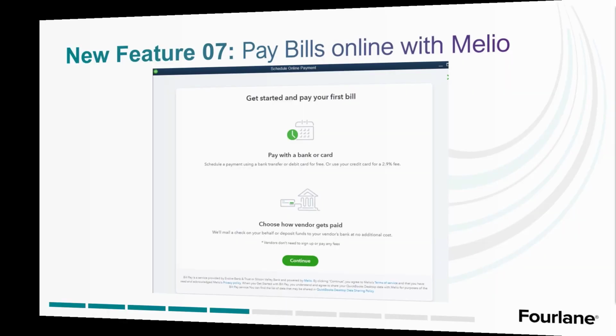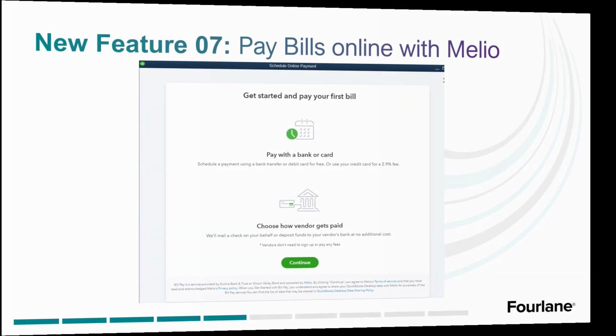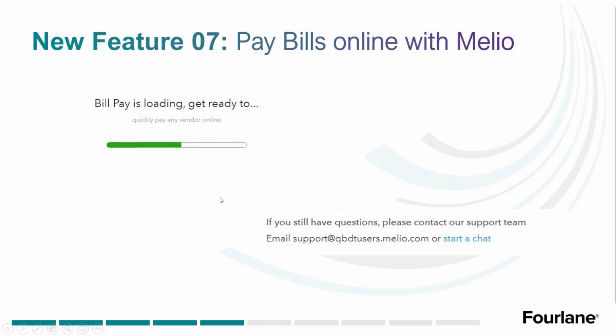Now we're going to have to look through the slide deck a little bit on setup here. So first thing, you can get started to pay your first bill. You can pay with a bank or card, or you can choose how your vendor gets paid along the way. Bill pay is loading. Notice that if you have questions with this, it's actually accessing Melio support. So this is not calling QuickBooks support. I know some people will be happy about that.